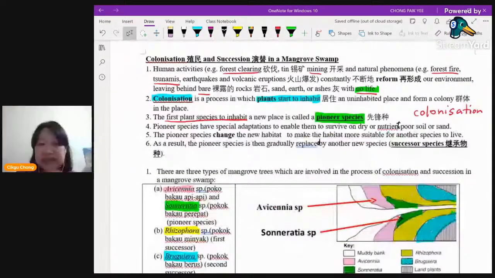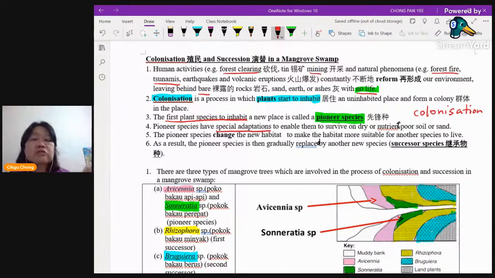So let's say they stay there, right? The first species come and stay there. So now, actually, these plants, the first species that stay there, let's say grass, they have special adaptations. So they are able to survive there because there are certain reasons. Maybe they don't need so much water.